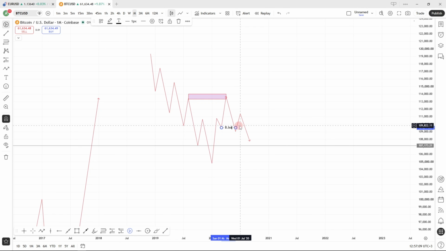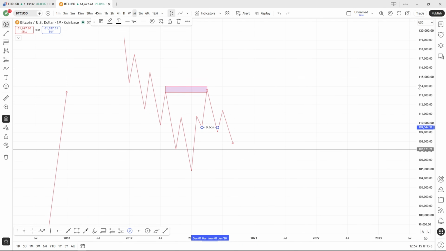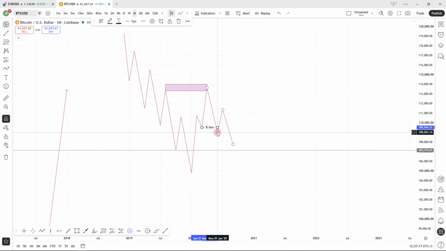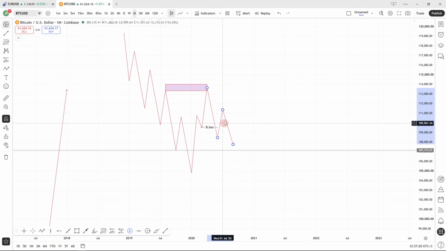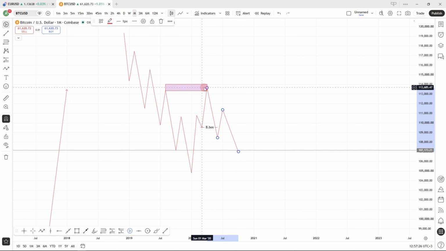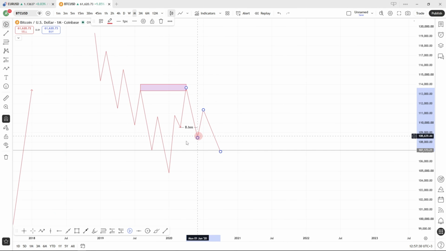This is a break of structure. Understand that well, get that right. This is a BBOS. It's not just a break of structure, it's a BBOS. It's a break of structure because price is coming from a higher time frame key level and it has taken out a swing low. So this becomes our BBOS.